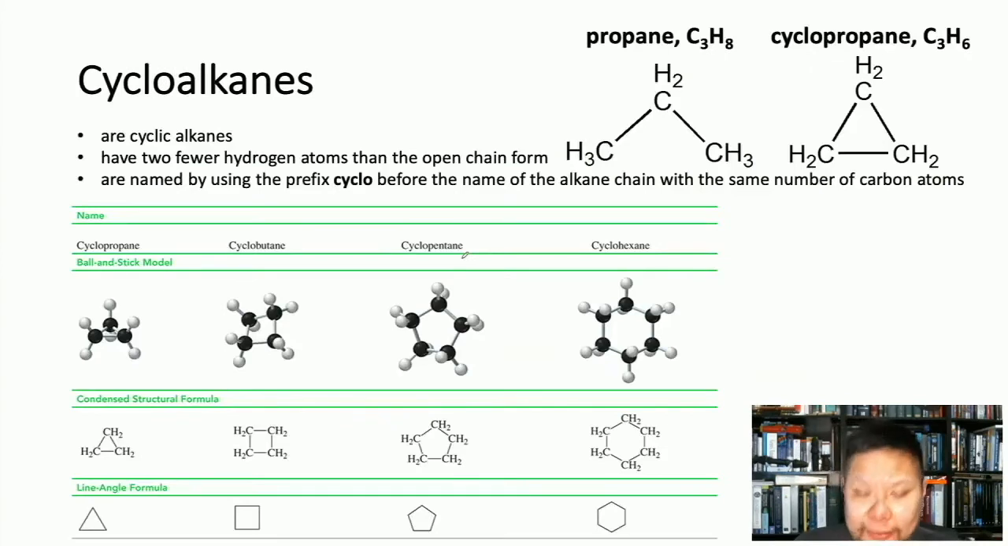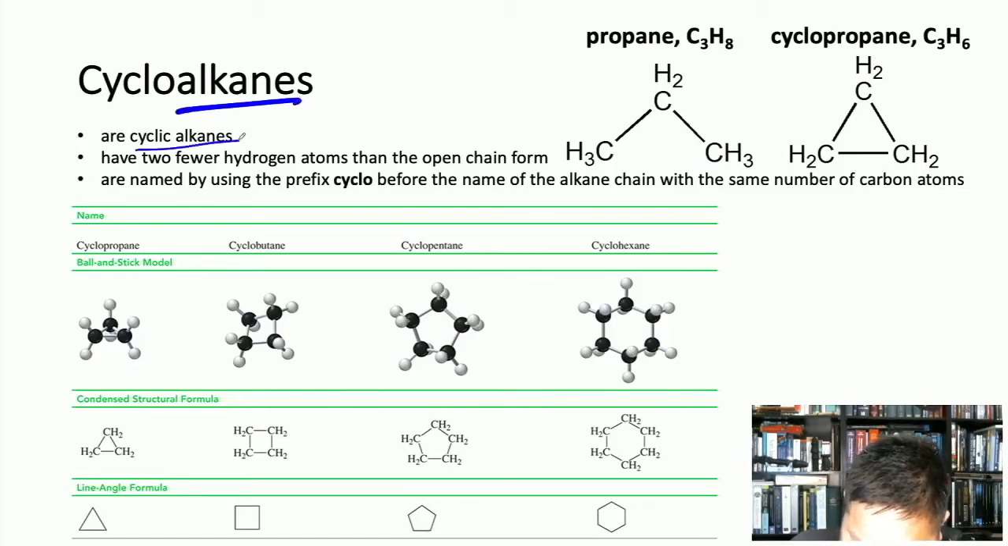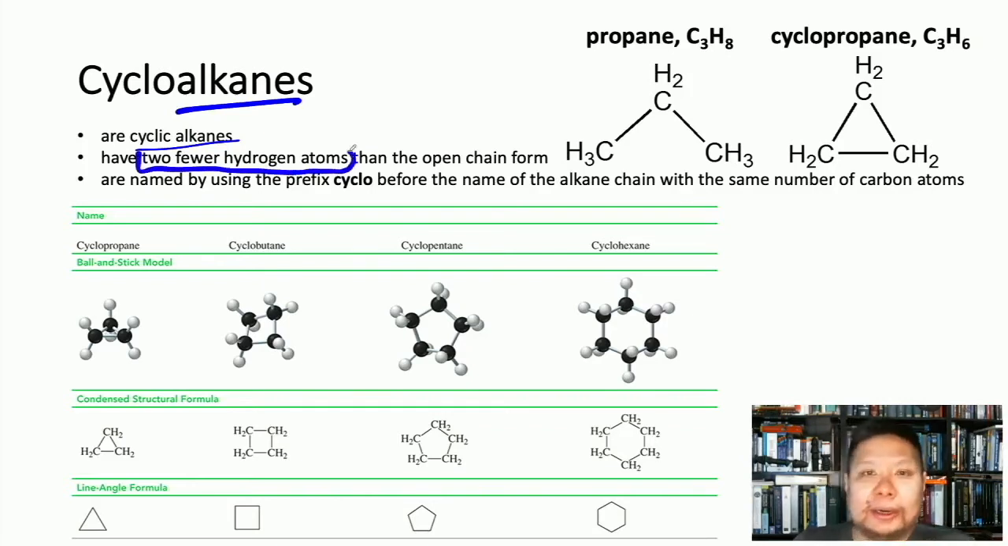So alkanes can also be in cyclic form. Those are known as cycloalkanes. And they always have 2 fewer hydrogen atoms than their straight chained counterparts. So the straight chain counterpart in this case is going to be propane, right? Which we saw on the previous slides. It's a CH3 connected to a CH2 connected to another CH3. Now this is cyclopropane.